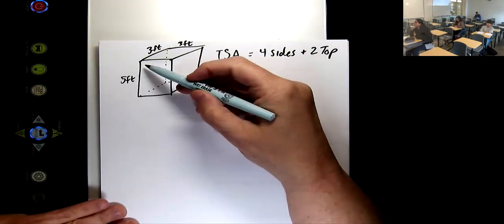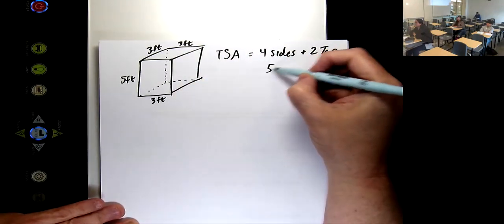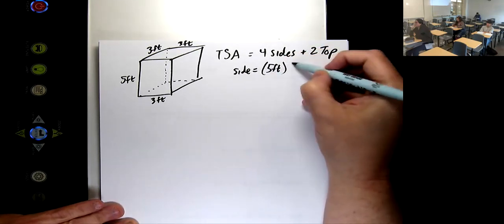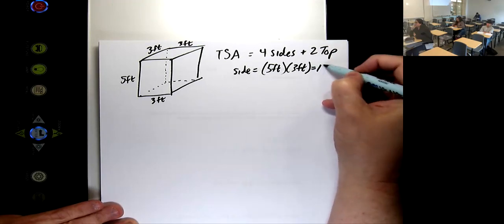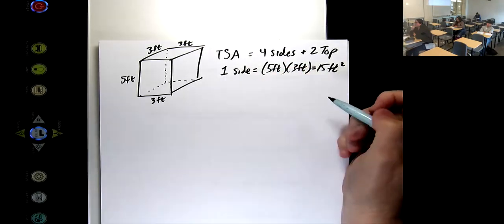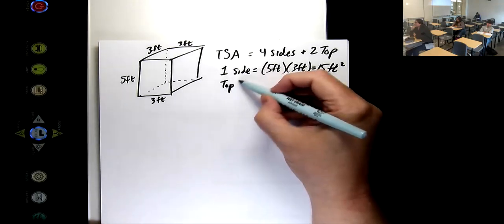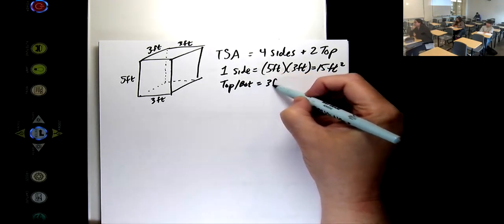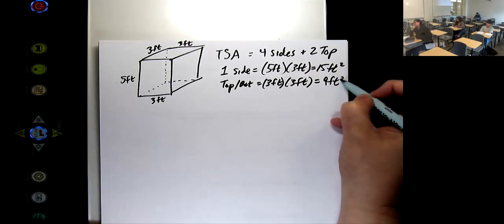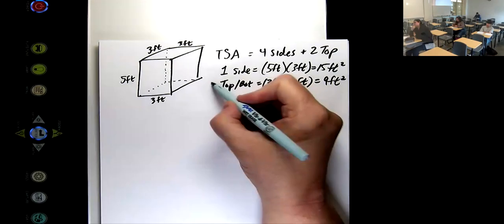So each side, this is 5 and this is 3. So one side is 5 foot by 3 feet. So that's 15 square feet. That's the area, that's just one side. And the top or bottom is 3 feet by 3 feet, so 9 square feet. That's just one of them.